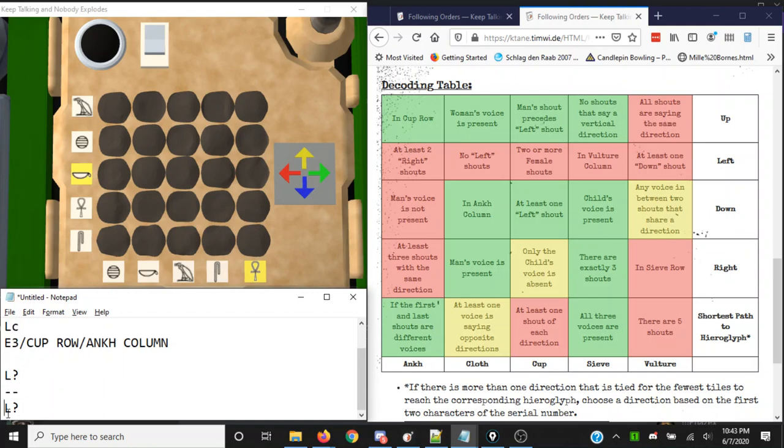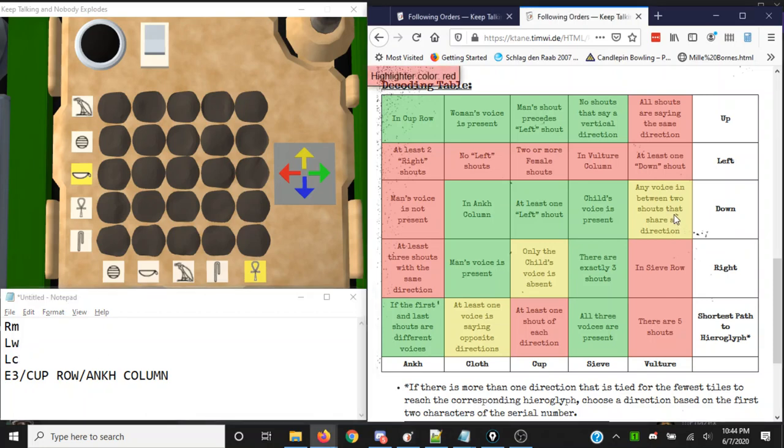Any two shouts share a direction with a single intervening shout in the middle of that, that is true. We don't have that here. There's two shouts that share a direction, but there's nothing in between it at all. So that is a false rule, I meant to say. Only the child's voice is absent. That means there's a man and a woman, but no child. That's true. That's false, however, because the kid is present here.